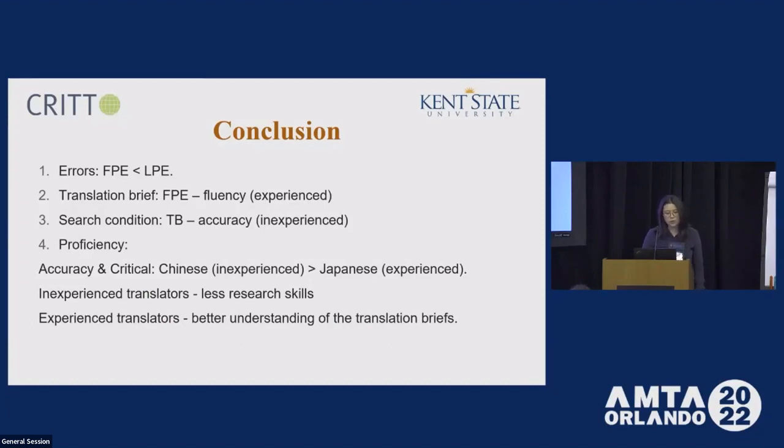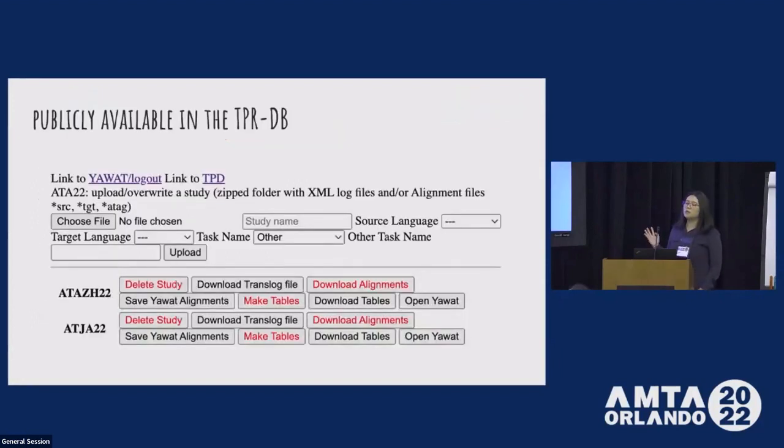And the experienced translators, because they have a better understanding of the translation briefs, when they are provided with the full post-editing translation brief, they tend to produce fewer fluency errors than with light post-editing. And because of the restrictions on the availability of participants for certain language pairs, we only got 12 participants in our study, Japanese and Chinese together, but we made our data set publicly available in TPRDB. All of you can replicate our studies and look into our data further.